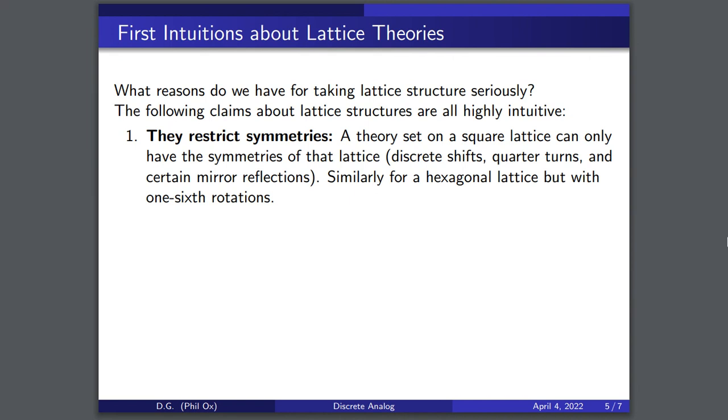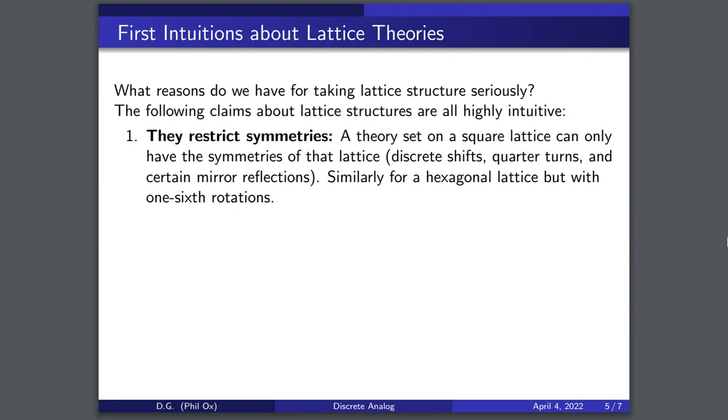So, what reasons do we have for taking lattice structure seriously, besides the fact that it may work very well to describe the world? What reasons do we have for taking it seriously on top of that? Well, the following claims about lattice structure seem to suggest that it plays a substantive role in these theories, and they're all highly intuitive. It seems like lattice structures here restrict our symmetries.